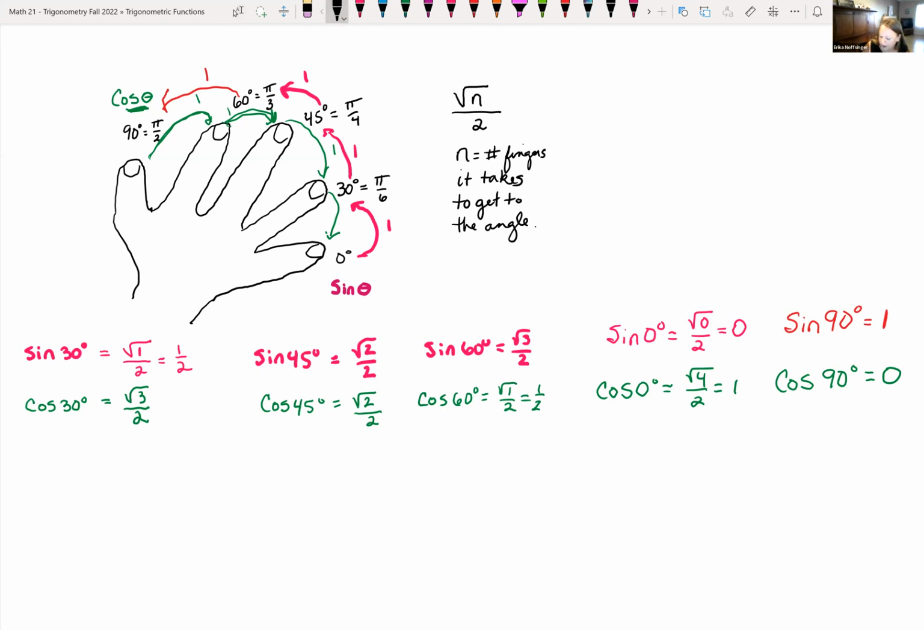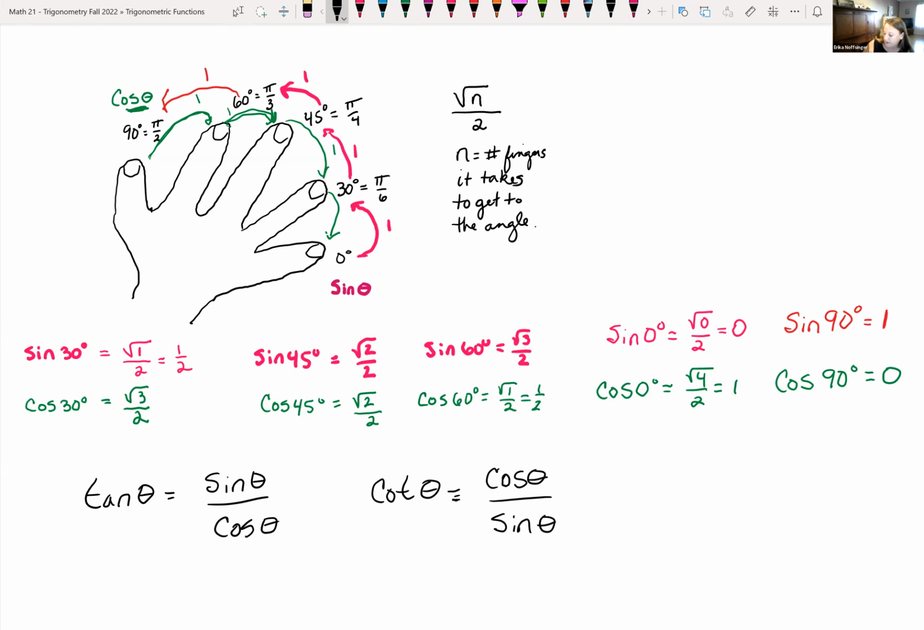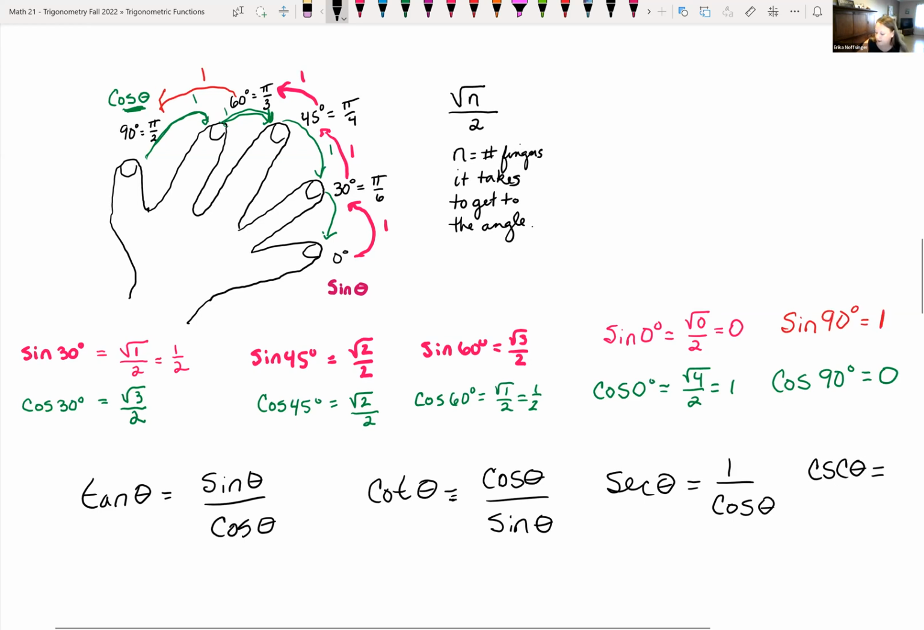And just as a reminder, we know that tangent of an angle theta is equal to sine theta over cosine theta. We know that cotangent theta is the reciprocal of tangent theta, which is cosine theta over sine theta. Secant theta is the same thing as 1 over cosine theta. And cosecant theta is the same as 1 over sine theta.